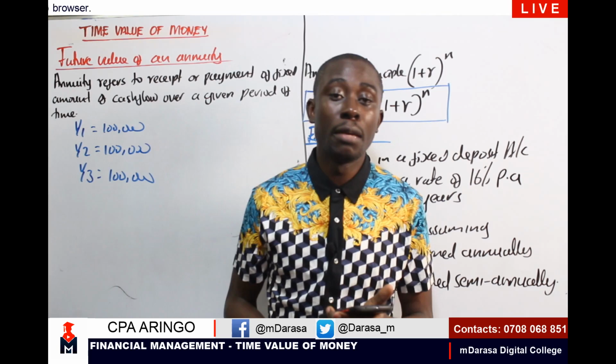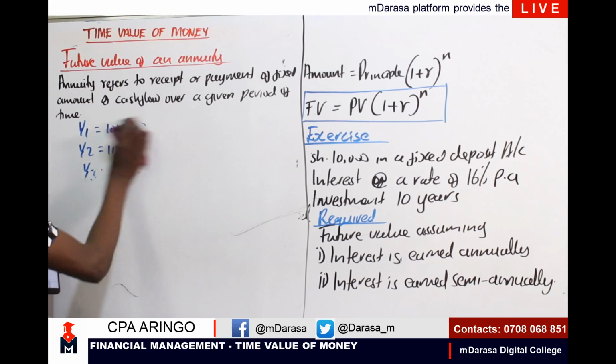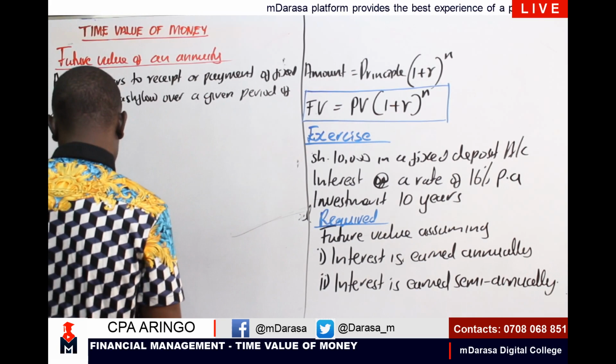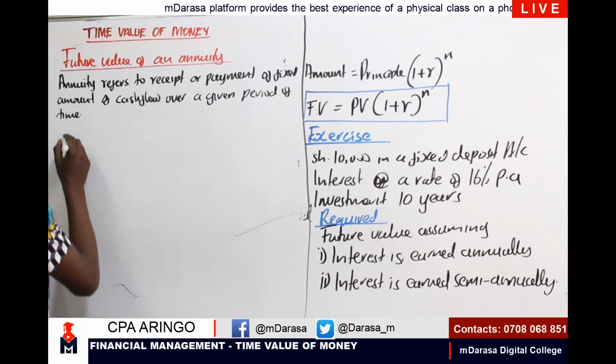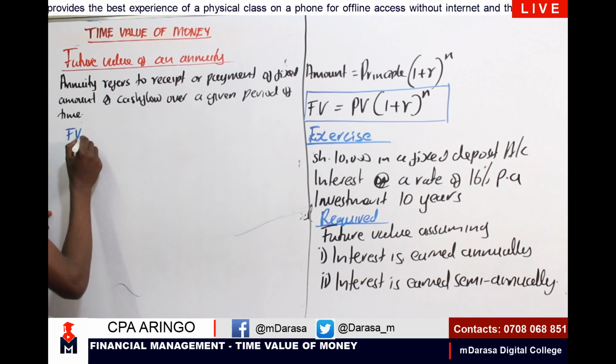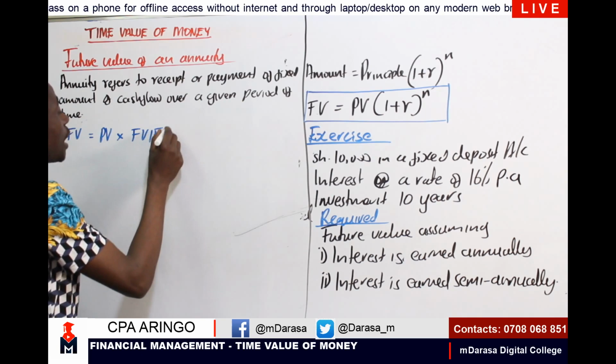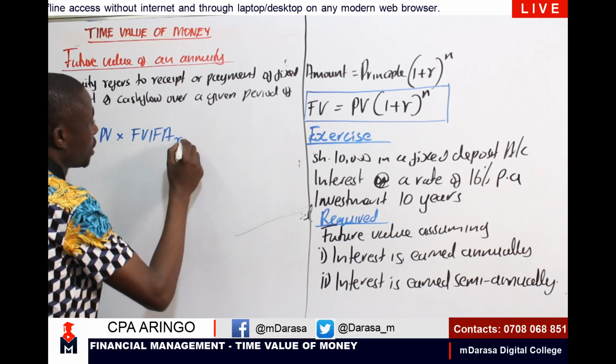The most important thing that I want us to understand, my good students, in this class is how to determine the future value of an annuity. That is the most important thing that I want us to determine. So to determine the future value of an annuity, I'm going to have my present value. We multiply this one by future value interest factor annuity, given the percentage, given the rate, and number of years.